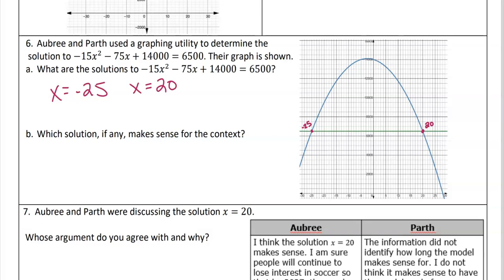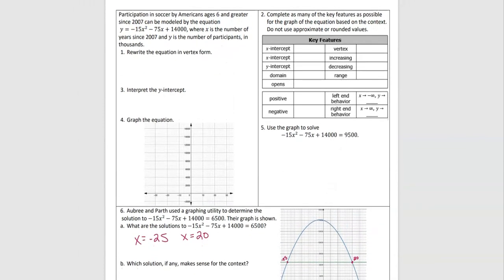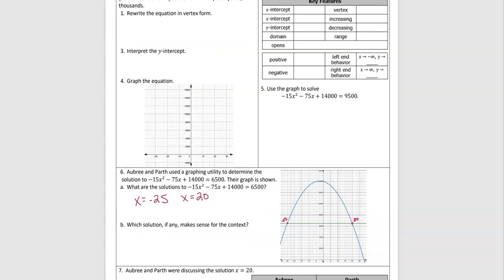Which solution, if any, makes sense? So this is all tied to our top here. Participation in soccer by Americans ages 6 and greater since 2007 can be modeled. So which solution makes sense for the context? The positive one, because my constraint was just anything past 07, so there wasn't an ending point. So 20 makes sense. It's in the constraint. Our constraint this time was anything bigger than 0. So we can expect the trend to continue 20 years after the year 2007.